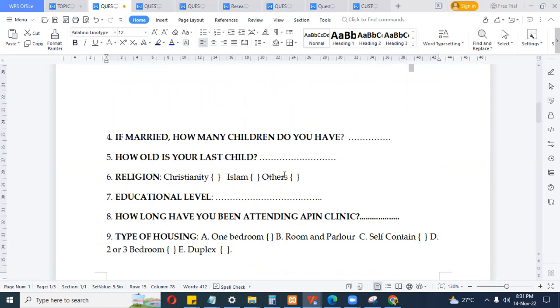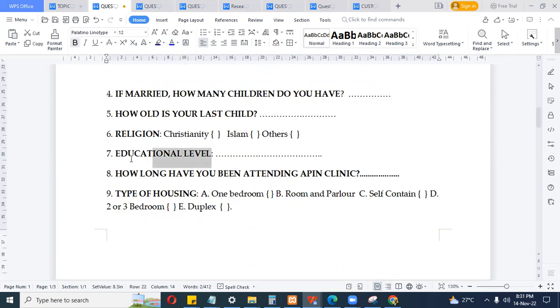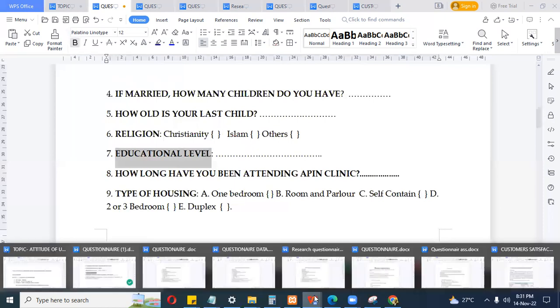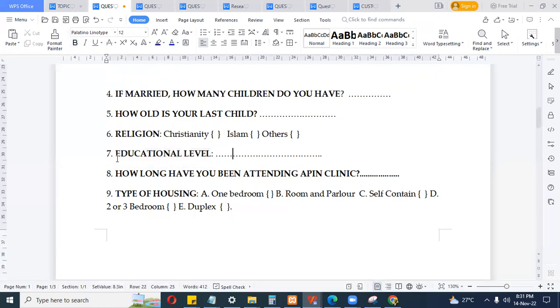Religion, Christianity, Islam, others. Educational level. For this, you don't want to keep it open. You get so many issues if you keep this stuff open. Maybe later on I will show you an example of a survey I'm doing. You want to give people options: primary education, secondary education, undergraduate education, postgraduate education, maybe PhD. You want to have that so that people select, so that when you start running your bar charts, you can do simple, straightforward analysis and be able to count and tell.